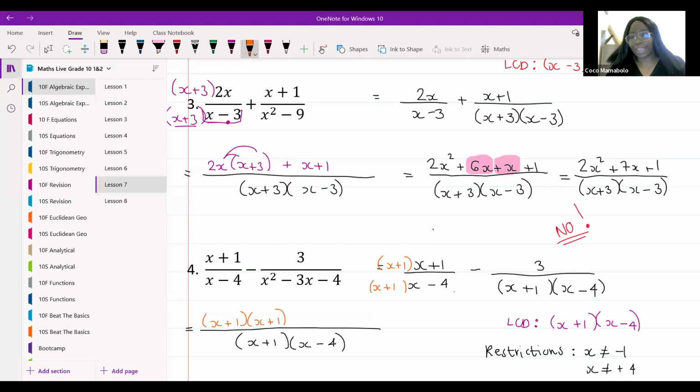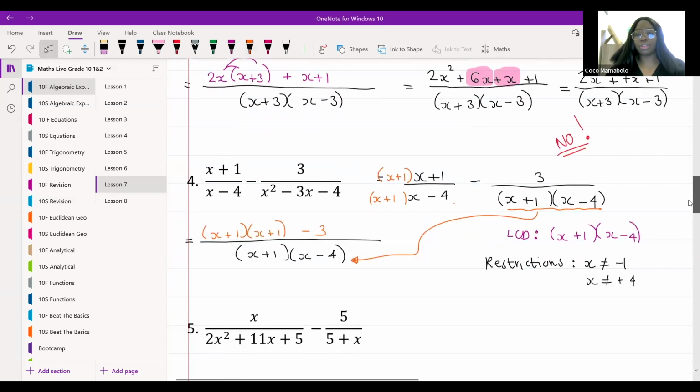Now, over here, am I missing anything from my denominator over there? Am I missing anything? No. Nothing's missing. So I don't have to change the bottom. Therefore, I don't have to change the top. So I've still got -3 on the top.